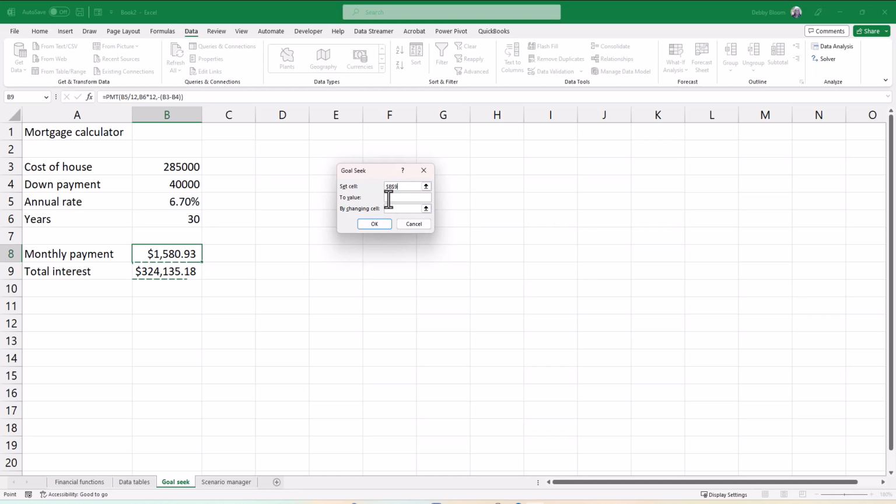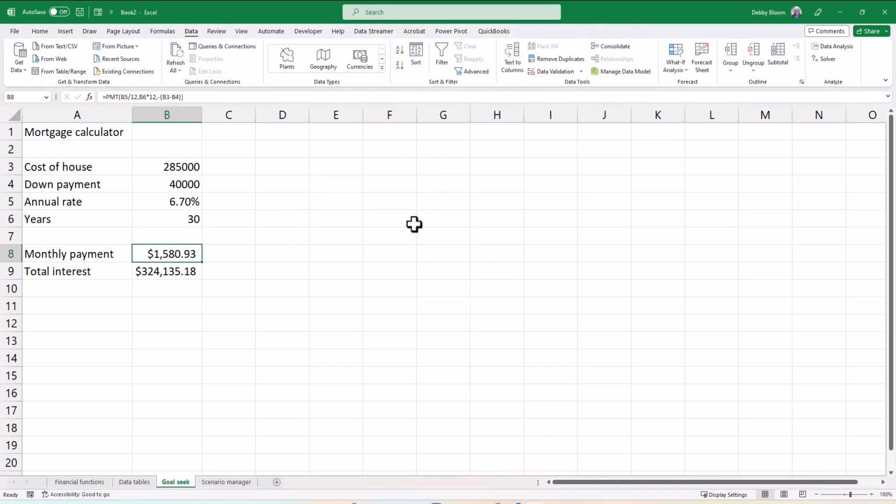Now unfortunately in the value you can't click on a cell. We can do that with Scenario Manager but not with GoalSeek. So the value has to be typed in, so $285,000 by changing the number of years. So this will tell us how many years we have to pay the mortgage to keep our interest under the cost of the house, $285,000. I click OK, and if I have a mortgage of 27 years instead of 30 years, my total interest will be $285,000. So again, OK keeps the new number, and cancel goes back to the original number.